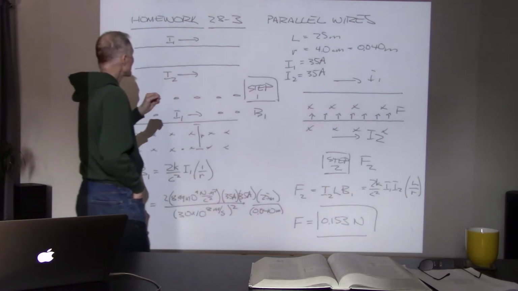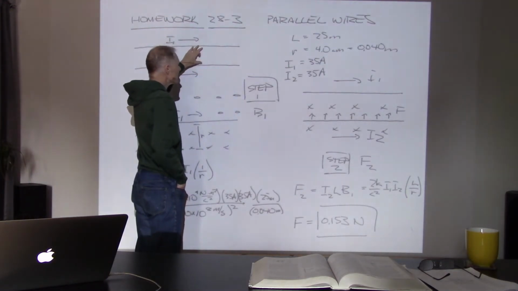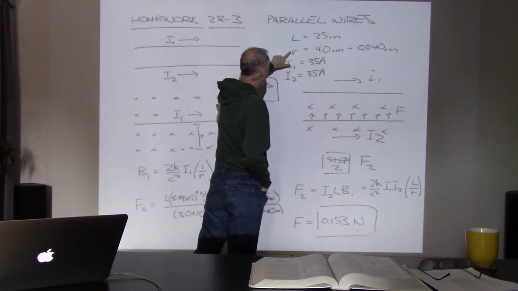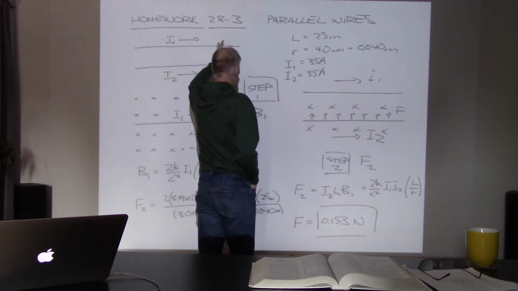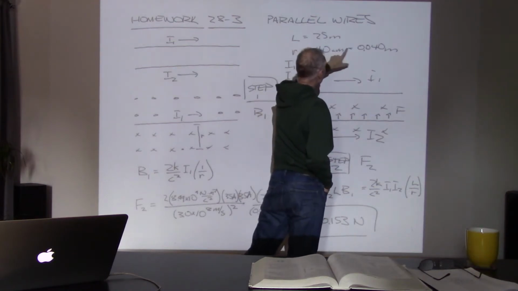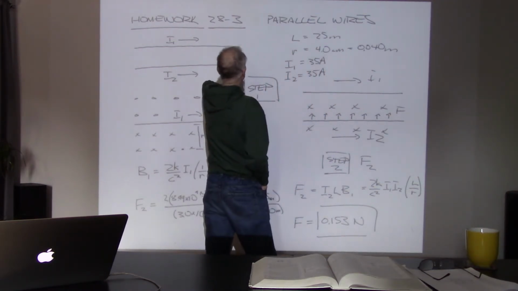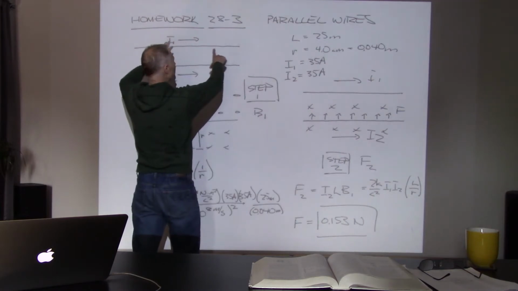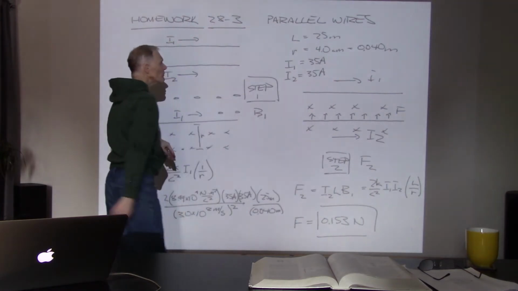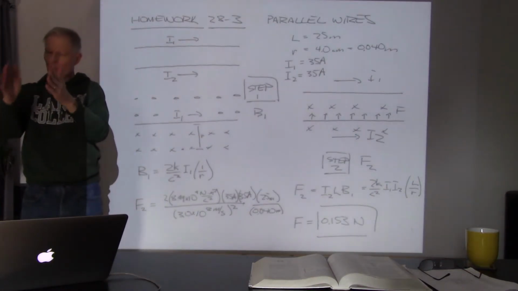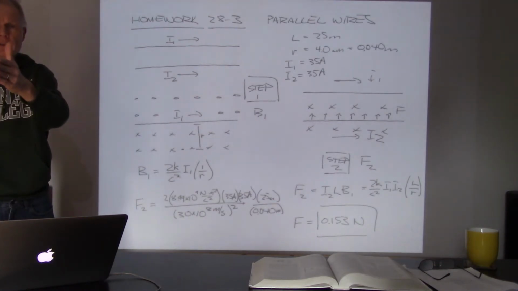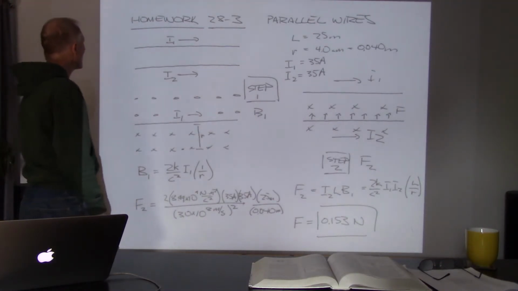The wires are separated by a distance, which we're calling R, and we'll see why. That's 4 centimeters or 0.040 meters. And then we're looking at a 25 meter length of these two wires. So these wires just run side by side for a good long distance, 25 meters.